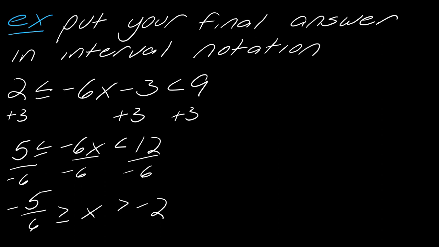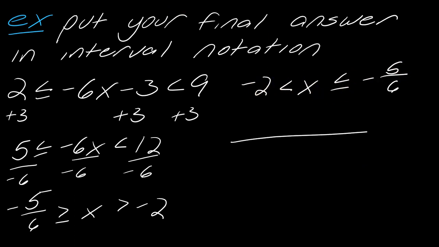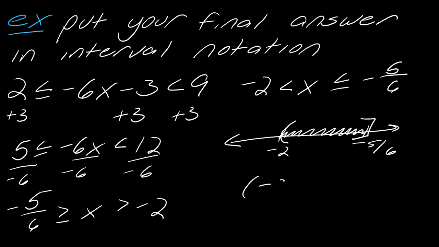Now, I like having a certain direction with my inequalities. So this is fine as the answer I came up with, but I like the inequalities to all go this direction. So I'm actually going to flip the order here, because this helps me think through how to do my number line. You don't have to do this, but I think it makes it easier to figure out what to do next. So here's -2, here's -5/6. Shade everything in between. So -2 will get a round bracket, and -5/6 will get a square bracket, and then my interval notation looks like this.